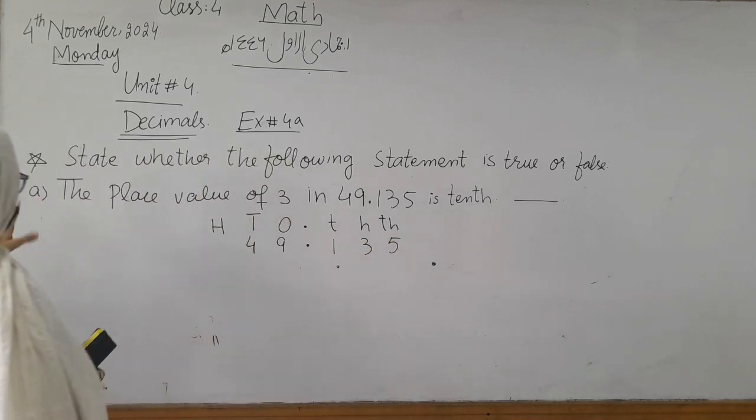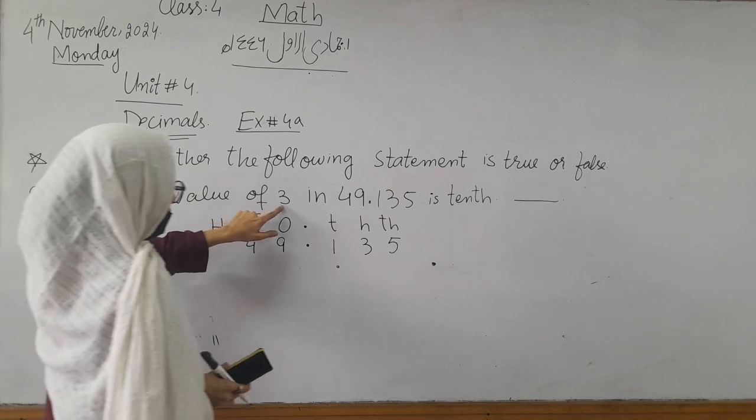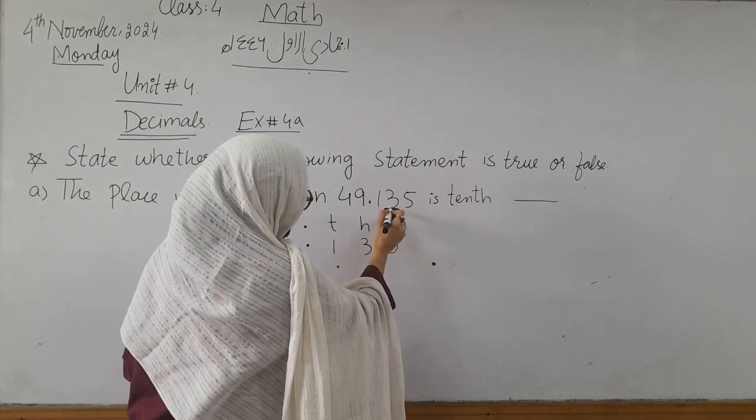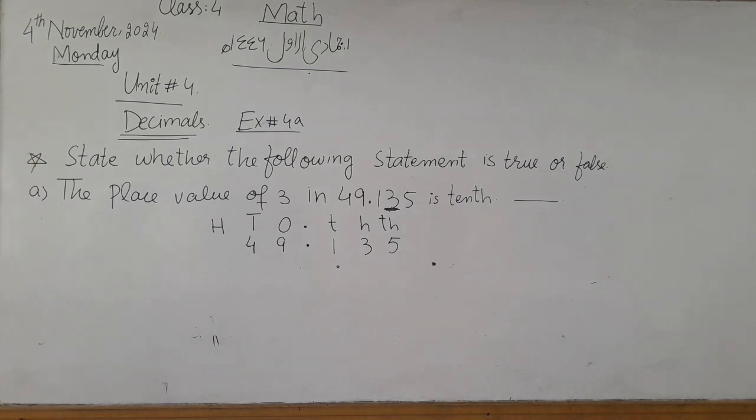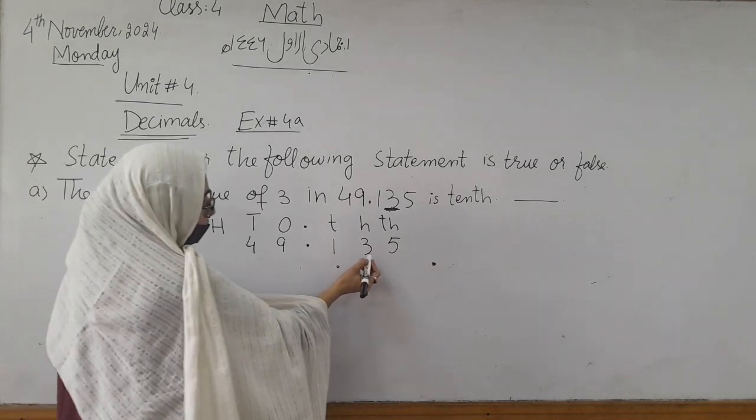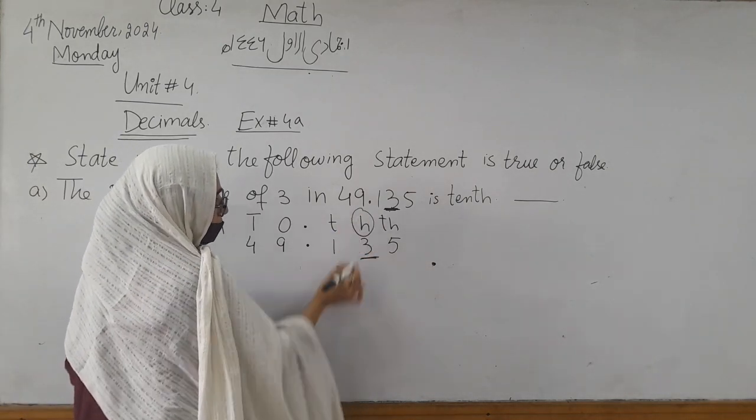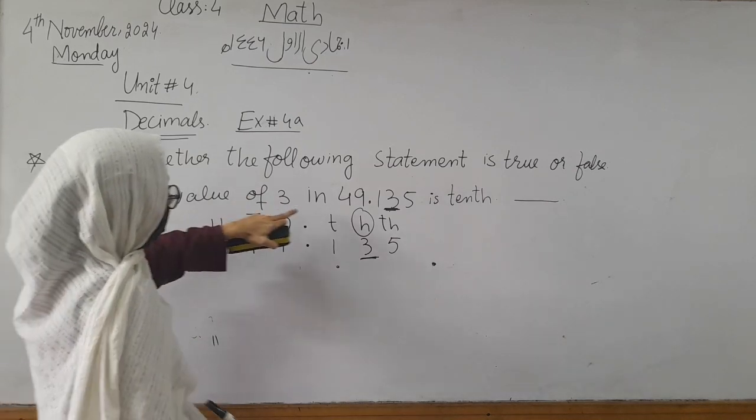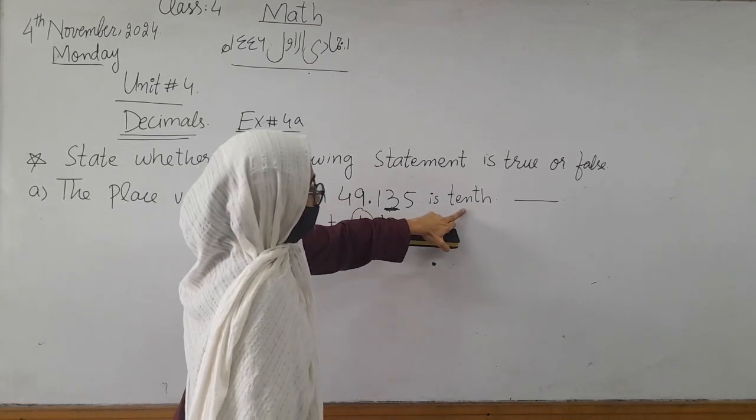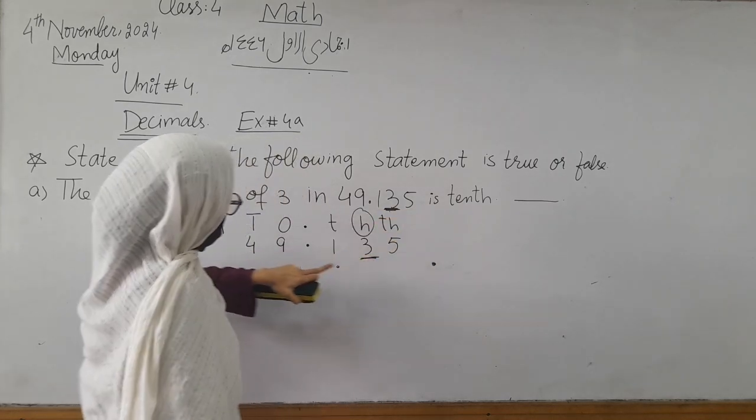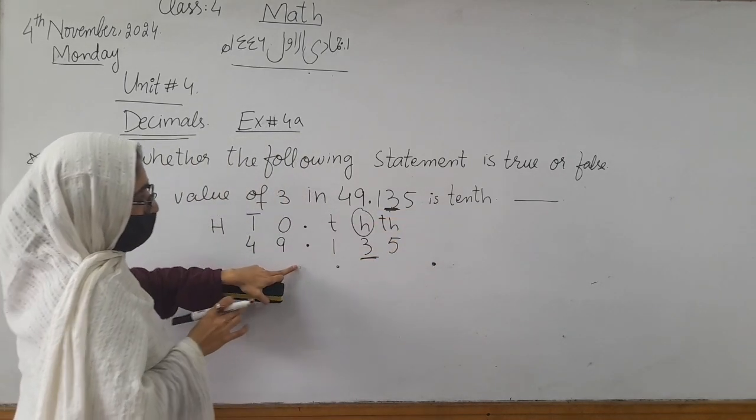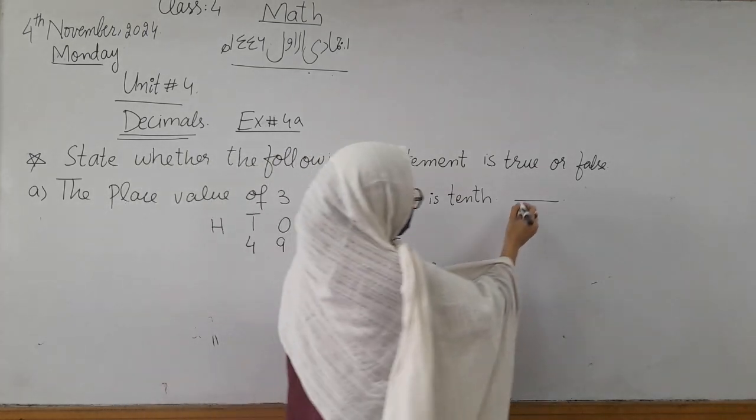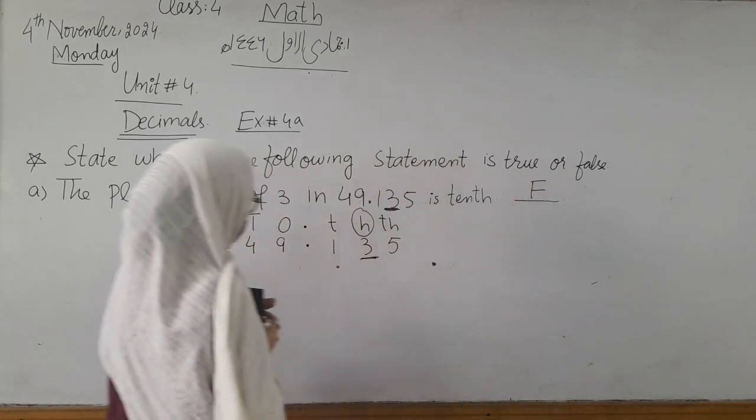So the statement is the place value of 3 in 49.135. You have to recognize the place of 3. In the place value table, 3 is in the hundredths place. But in our statement the place value of 3 in 49.135 is tens. According to our chart, this is false. The place value of 3 is hundredths, but the statement says tens. So this is false.